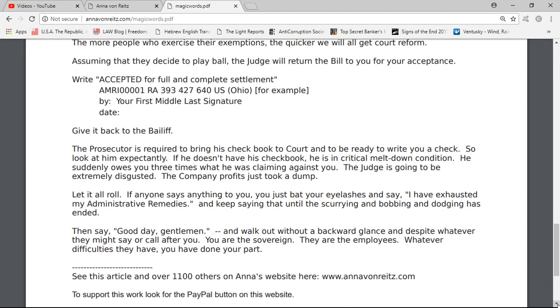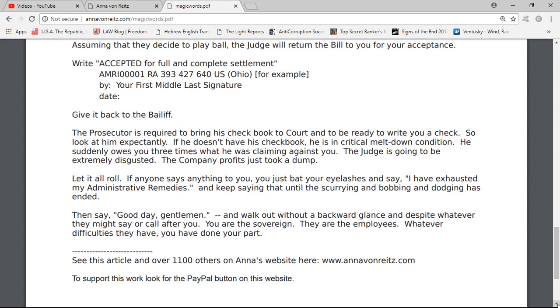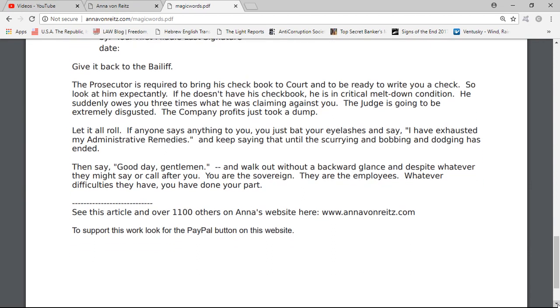Assuming that they decide to play ball, the judge will return the bill to you for your acceptance. Write "accepted" in all caps, and then lowercase, "for full and complete settlement." And then write AMRI in caps, 4 zeros and a 1, RA 393427640, spaced apart, and then followed by US, and then Ohio in parentheses. Then do a byline and sign first, middle, last, and put a date underneath that. Give it back to the bailiff.